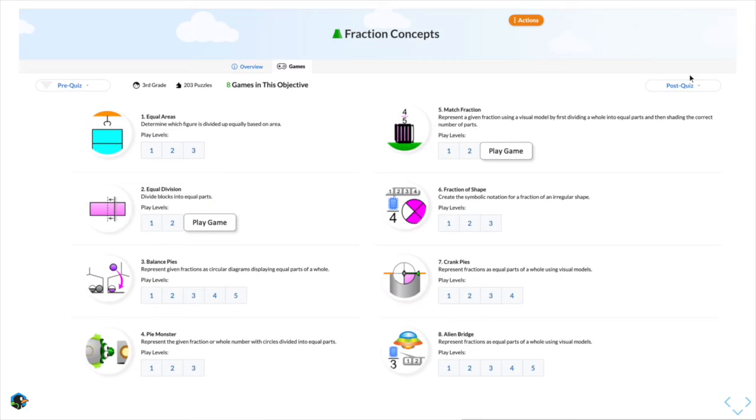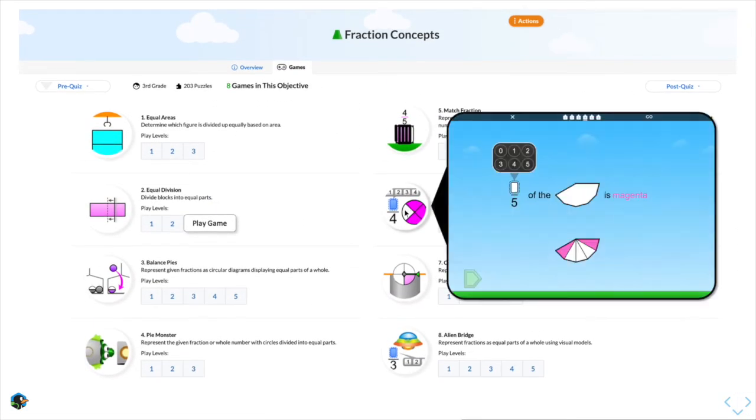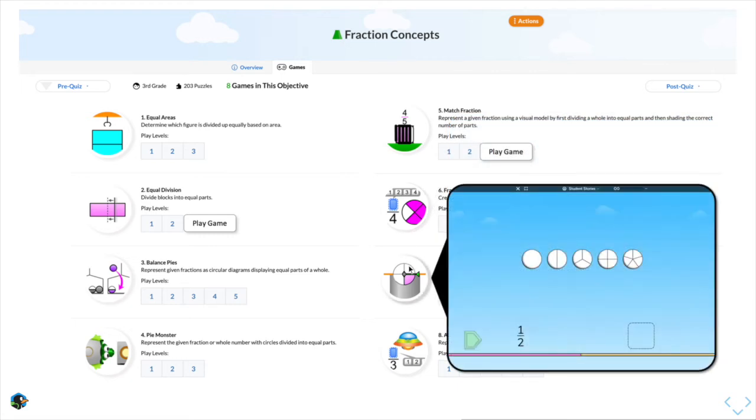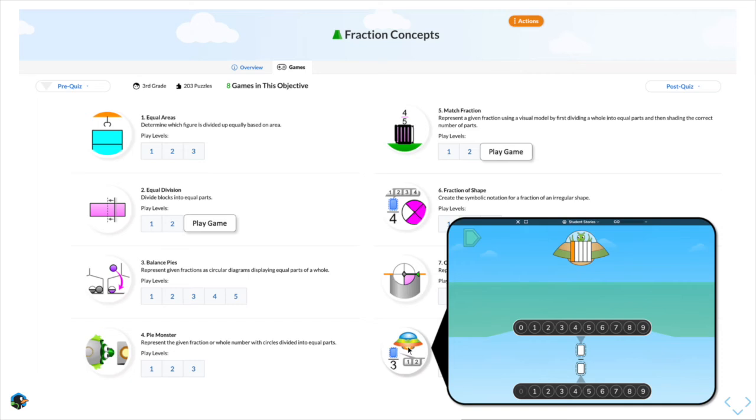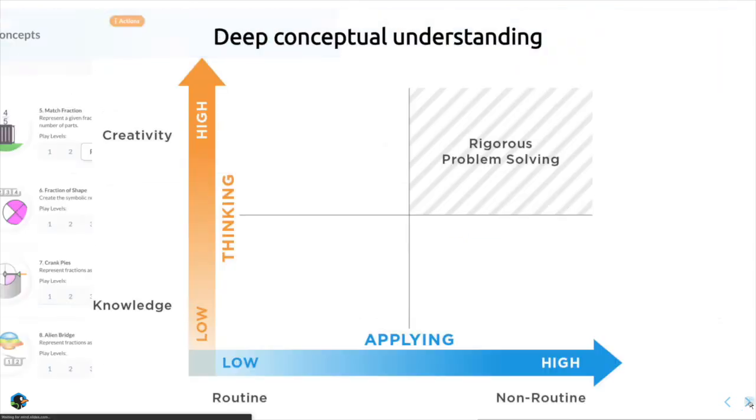Back to the objective. Next we have a game where we look at fractional parts, intentionally connecting the concept of fractions to all kinds of different shapes. Then another game about converting symbols to visuals, this time with circular models. And finally, by the end of just this one objective, students should be able to look at any visual model of a fraction and describe it using symbols. Which brings us to the real power of STmath.